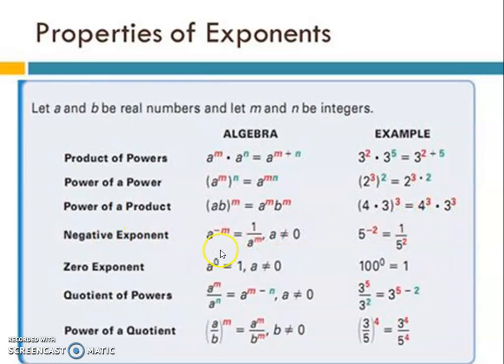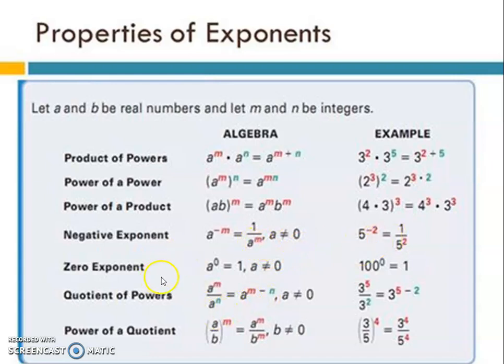Negative exponent: a raised to minus m is equal to 1 upon a raised to m, where be sure a is not equal to 0. If 1 upon 0 is there, it is not defined. That's why they gave a not equal to 0. So we know that 5 raised to minus 2 is equal to 1 upon 5 raised to 2. We put m equal to 2 and a is 5.